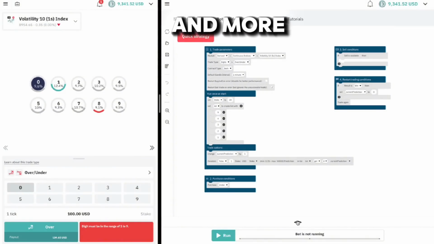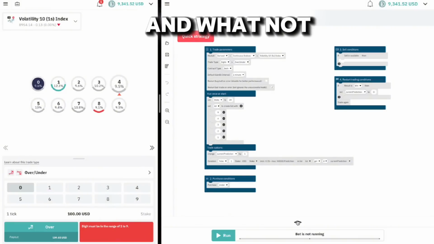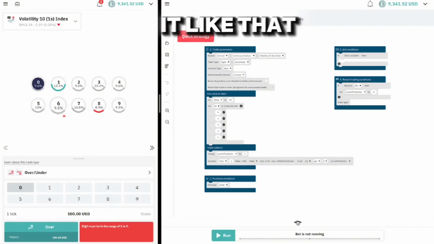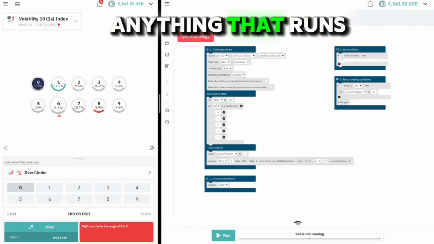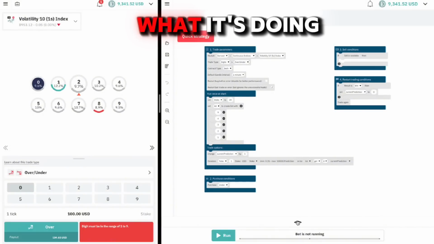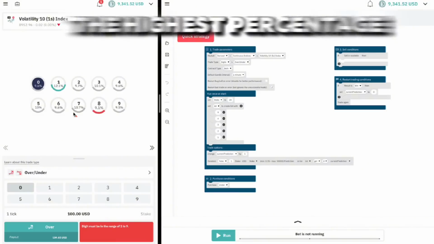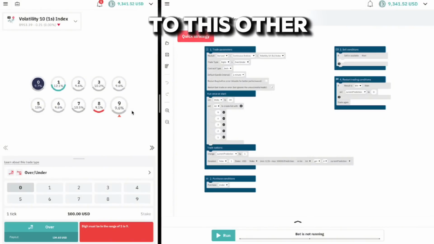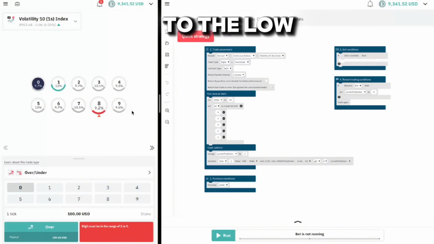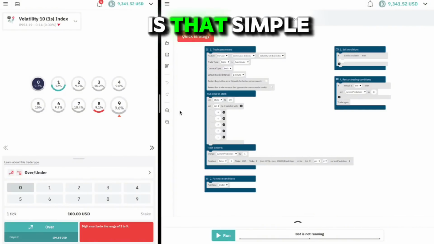You could do more and more and just have these go back to under 9 and whatnot. But the reason I didn't create it like that is because I realize some of you just want to run anything without understanding what it's doing. For example, if you had an over 0 bot, just make sure the highest percentage digits are on 7, 8, 9. Why? Because if it loses, it's coming to this other end. It's not going back to the under 0. So for you to recover and go back to the low probability market, make sure the percentages are on this other end. It's that simple to understand.